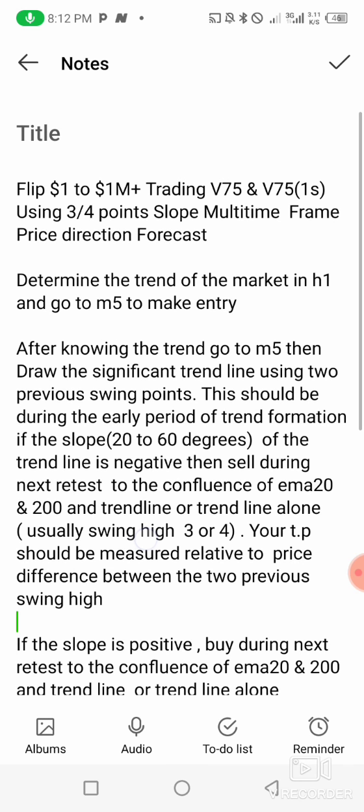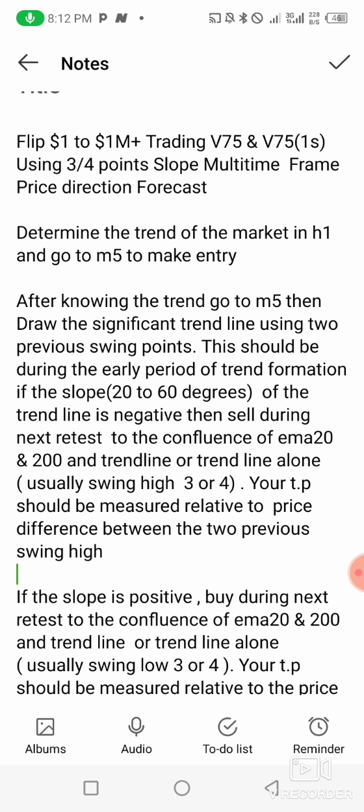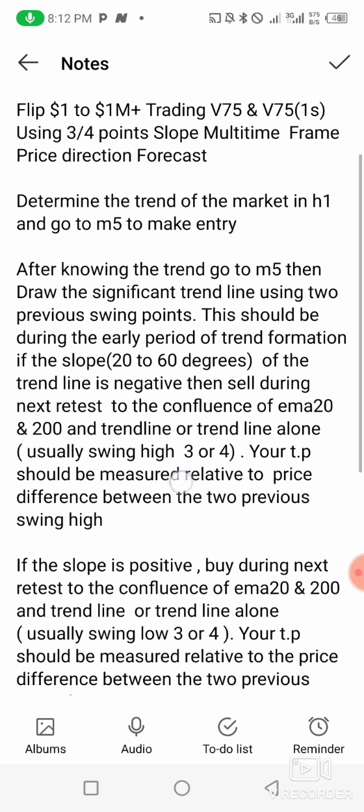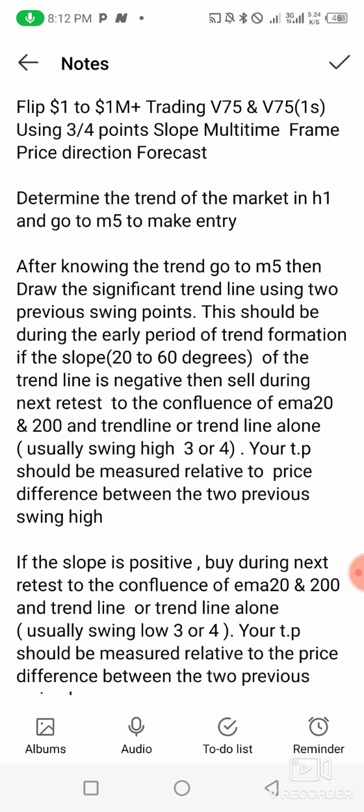Determine the trend of the market in the H1 and go to M5 to make entry. I will practically describe this in the subsequent part of the video. After knowing the trend, go to M5, then draw the significant trend line using two previous swing points. This should be during the early period of trend formation, please. If the slope, that is 20 to 60 degrees, of the trend line is negative, then you have to sell.